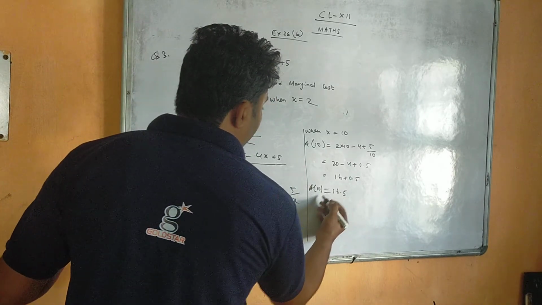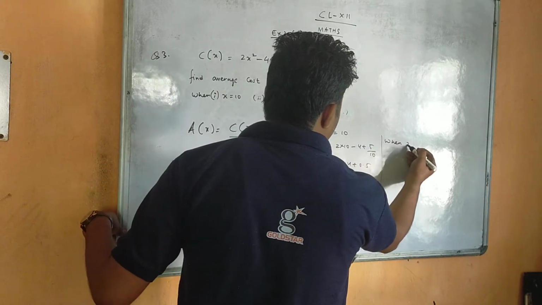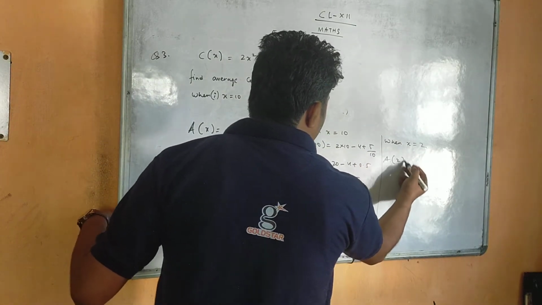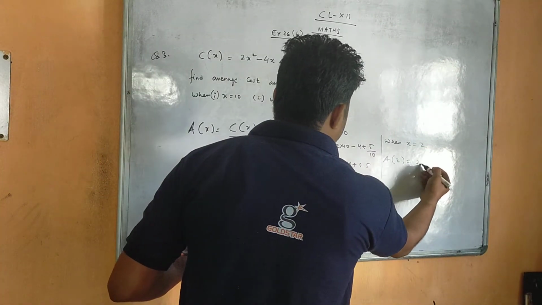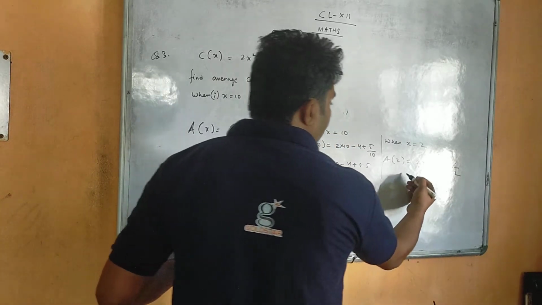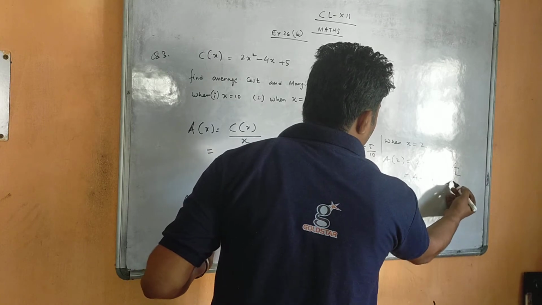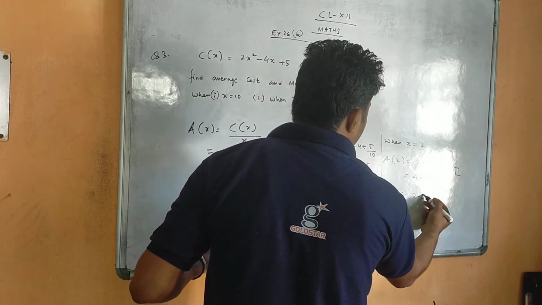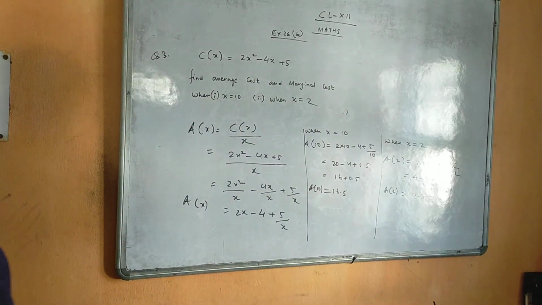Similarly, we will find it when x equals 2. What is the average cost? In place of x, again I will substitute 2. So what will we get here? 2 into 2 minus 4 plus 5 by 2. So you see, 2 into 2 is 4, minus 4, plus 5 by 2 can be written as 2.5. 4 and 4 get cancelled, and we will get 2.5. That means when the average cost is for an x value of 2, we will get the average cost as 2.5.